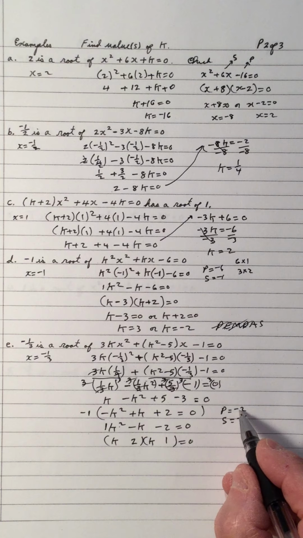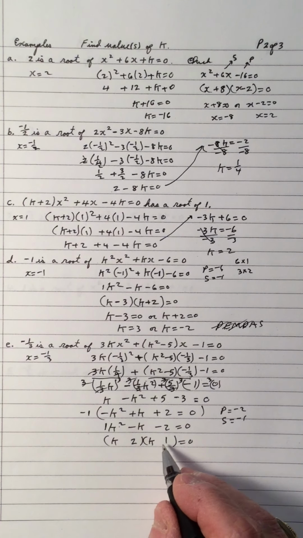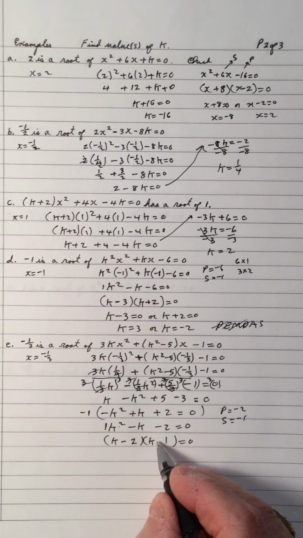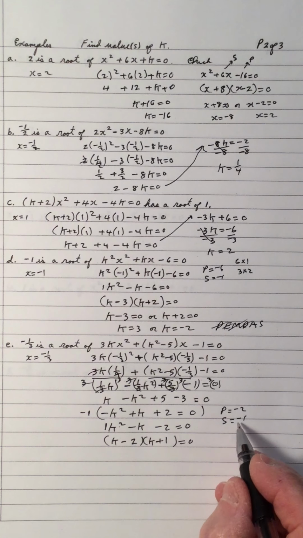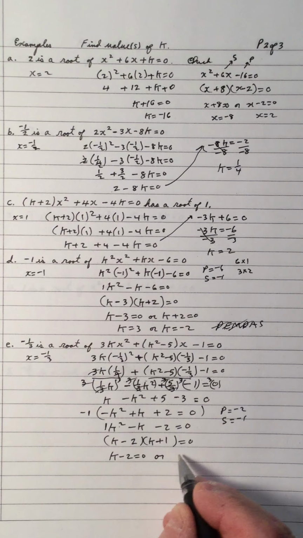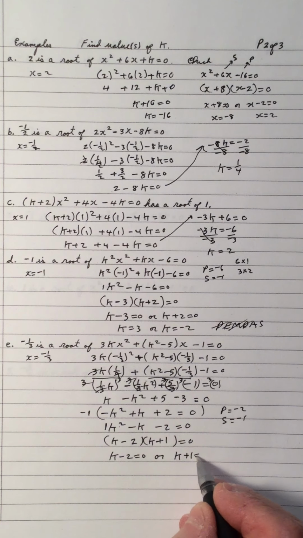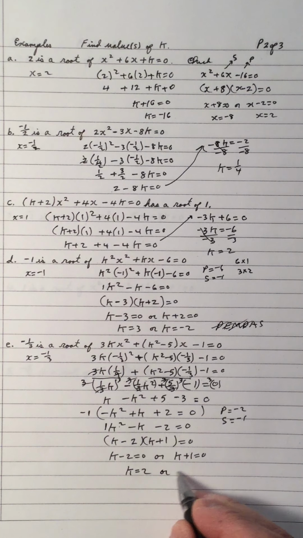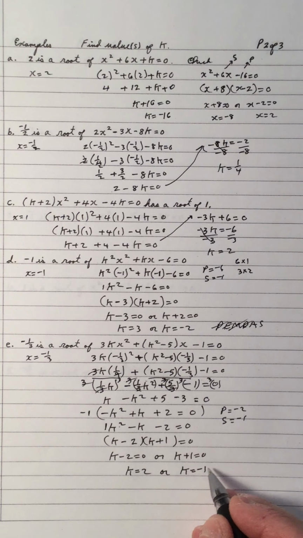So the product is negative, which means we got a plus and a minus. So which one is plus and which one is minus? The 2 is negative and the 1 is positive, because when you add, you get a negative 1. So k minus 2 equals 0, or k plus 1 equals 0. So k equals 2, or k equals negative 1.